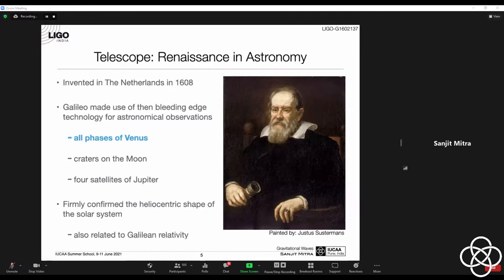Then the first major breakthrough, arguably the birth of observational astronomy, was by Galileo, when he brought the bleeding edge technology of his time, a telescope, which was one of the latest instruments, into astronomy for observations. He observed the phases of Venus, which proved that Venus is going around the Sun, and that gave a very strong proof that the planets are indeed going around the Sun and not around the Earth. And it was an observational proof.